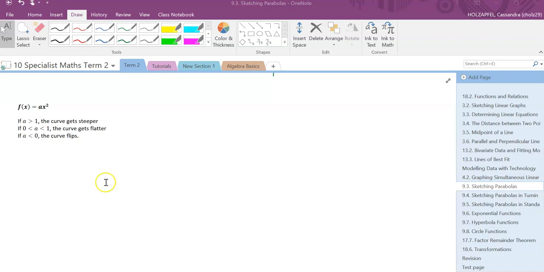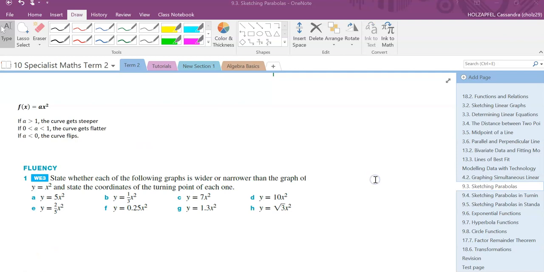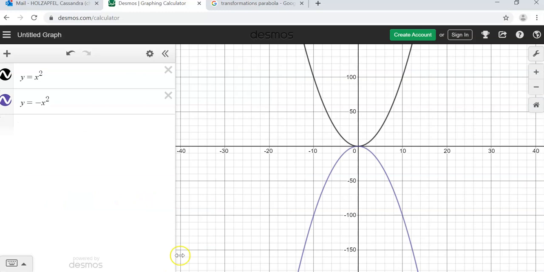All right, so let's do some practice equations now. For this question, you're going to tell me whether the graphs are wider or narrower than the graph of y is equal to x squared. I'm not going to worry about the turning point of each one because I'll tell you right now, if something has only been manipulated by this variable a, it's going to have the exact same turning point. We saw that before when we were having a look in Desmos. The turning point is this point here.